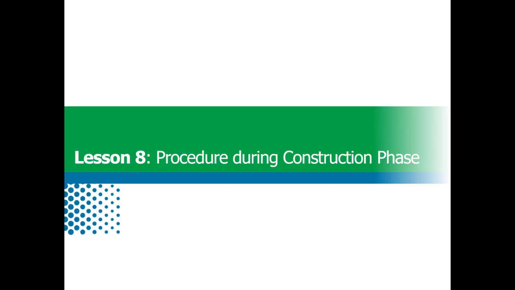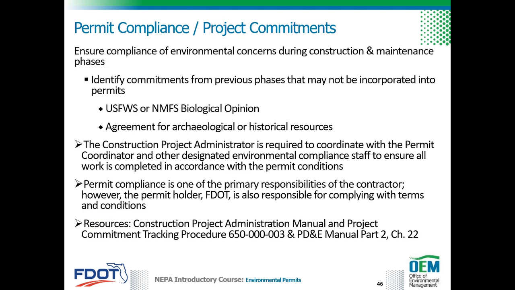In Lesson 8, guidance is provided for post-permit issuance responsibilities, as well as procedures for complying with permit conditions, implementing mitigation and monitoring activities, seeking permit extensions and/or modifications, tracking permits, and enforcement. All permit conditions and project commitments must be tracked during construction to ensure compliance with the environmental permits. FDOT is responsible for compliance of environmental concerns during the construction and maintenance phases.